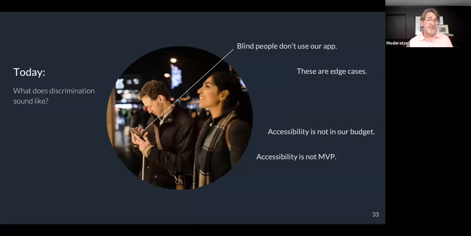We tend to consider people with disabilities as edge cases. And I've heard this on projects, hey, accessibility is not in our budget. It's not a priority. Or we'll get to it because we've got all these other issues we need to handle first. Or I've heard, blind people don't use our fill in the blank app, product, what have you. Or that it's not MVP. But these are things that I personally have heard in my career, and I would probably still hear tomorrow if I were in a business meeting.